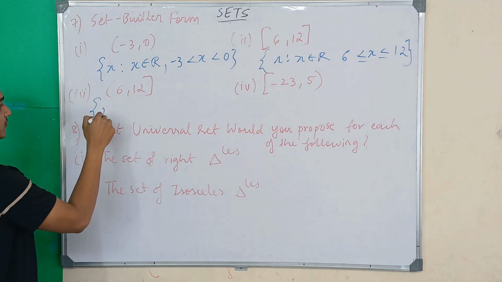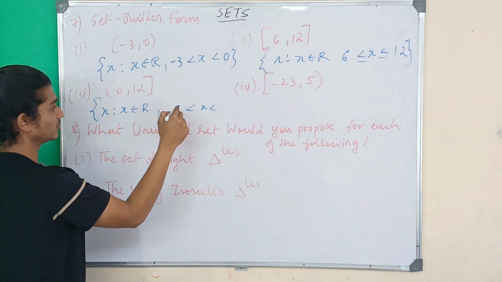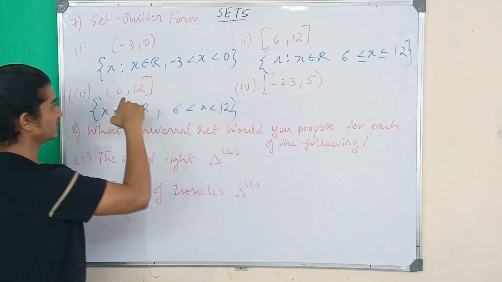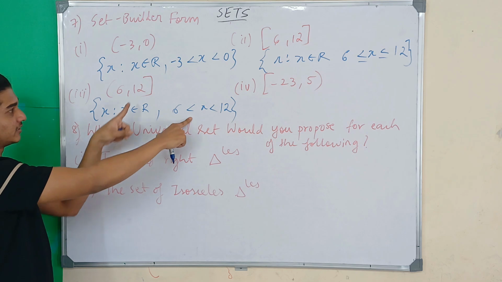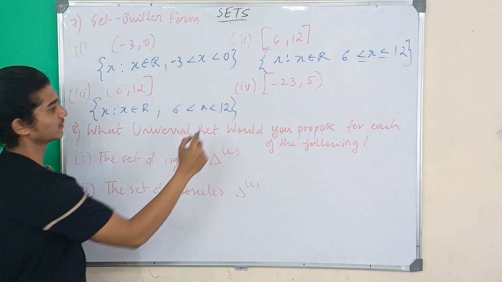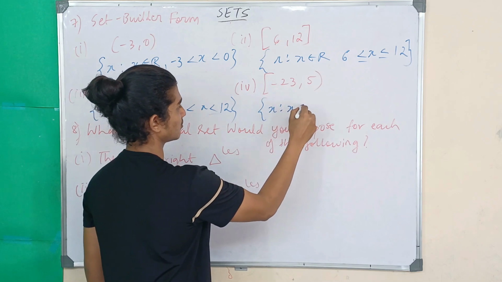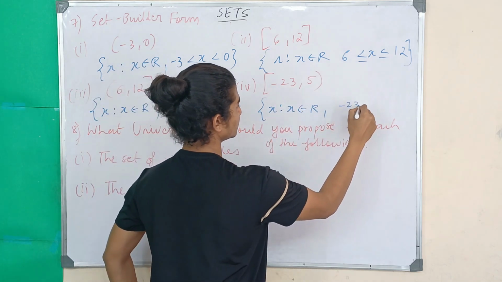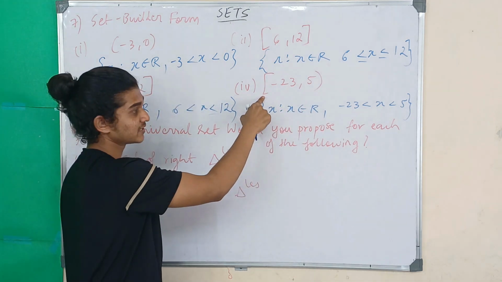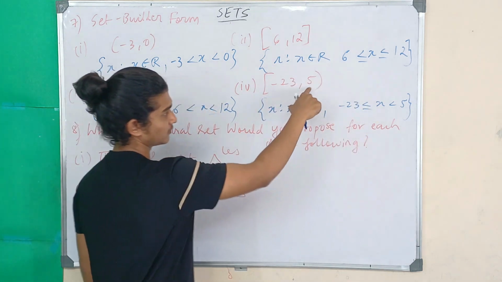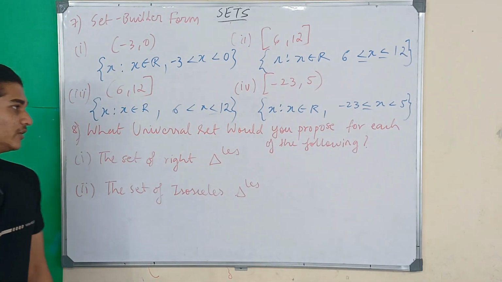So here, the basic thing is the set of all x such that x belongs to real numbers, and then the boundary numbers 6 and 12. Is 6 included? No, it's excluded, which means a round bracket is there, so no equal to sign. Is 12 included? Yes. Square bracket. Then the next one, set of all x such that x belongs to real numbers, and then minus 23 and 5. Is minus 23 included? Yes. So equal to. Is 5 included? No. So that's why no equal to sign there.